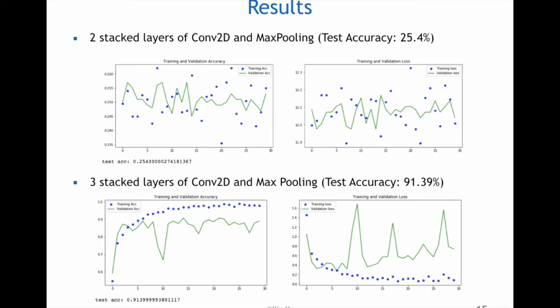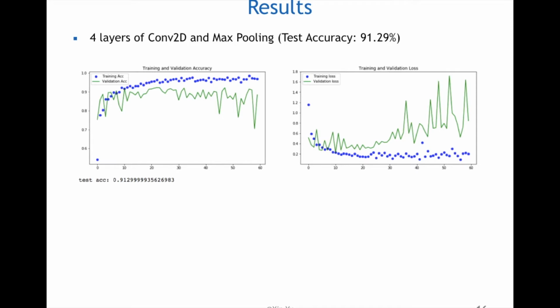Here are the training results of the three data models. The first, with two stacked layers of convolutional 2D and max pooling layers, gave an accuracy of about 25%. When we increased it by one more layer to three stacked layers, we actually got quite a good test accuracy of 91%. Then for the four layer one, we got basically the same test accuracy as the three layer model.